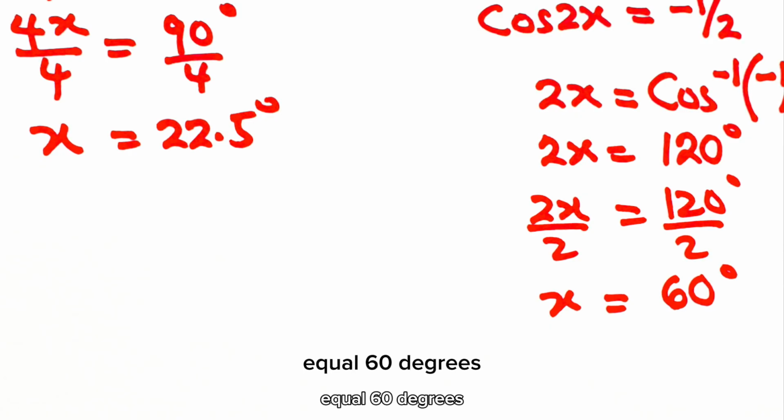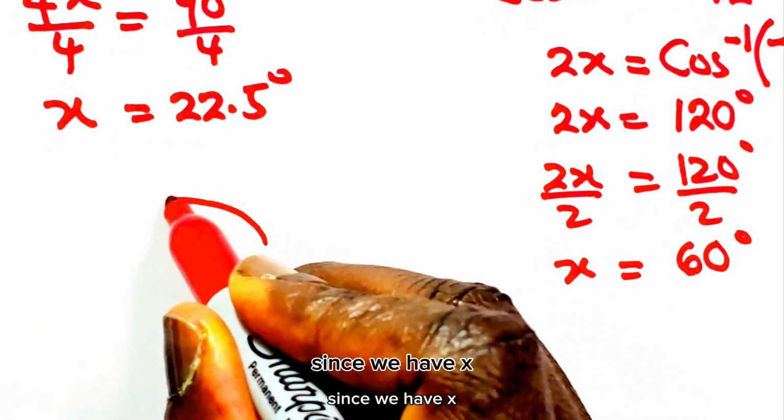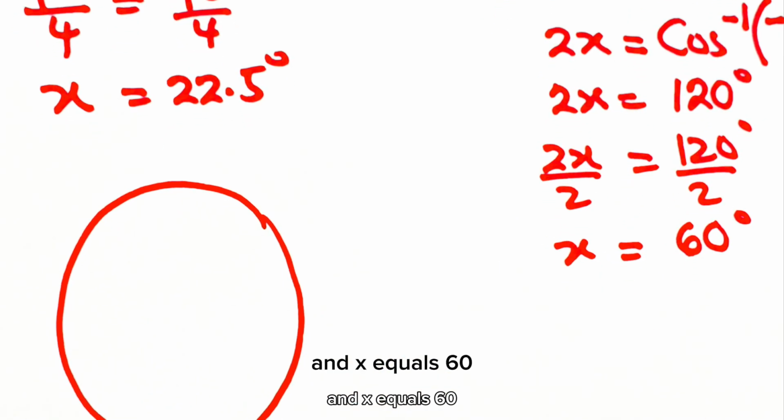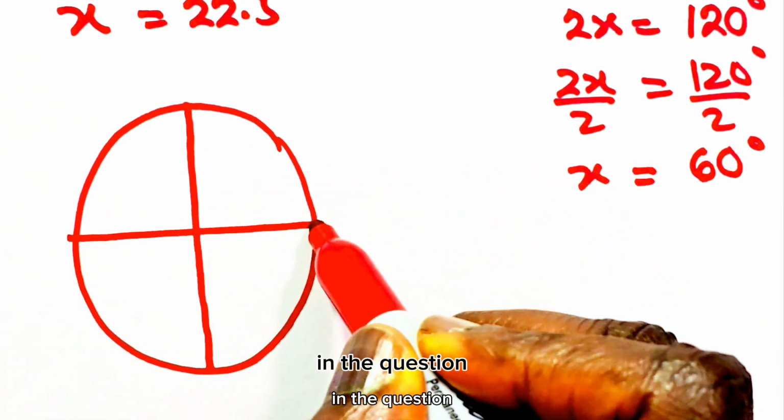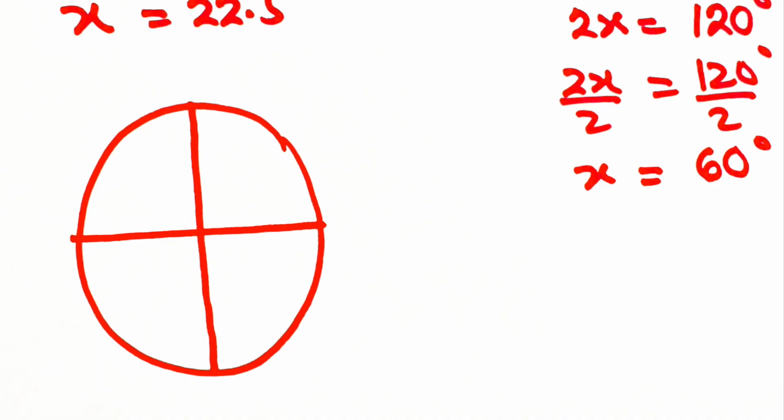Since we have x equal 22.5 degrees and x equals 60 degrees, but we are asked in the question that we should solve for x from 0 to 180 degrees, in that way, this will push us into using the quadrant diagram to solve for all the values of x. So I'm going to draw out the quadrant. This is the quadrant diagram. So the quadrant means 1 over 4.